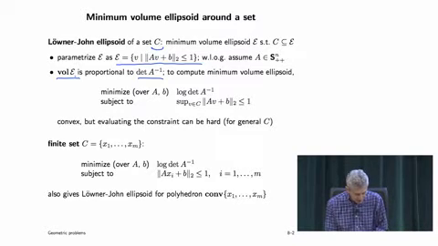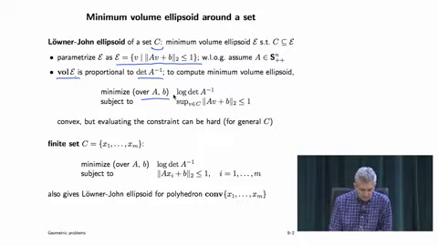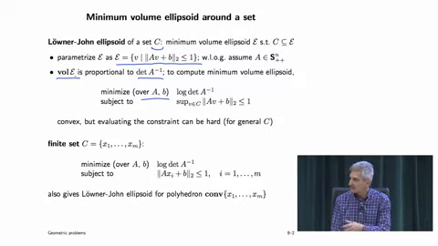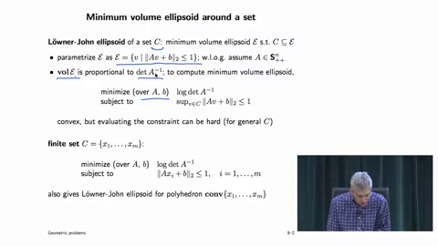So now our problem looks like this. It says minimize over variables A and B, log det A inverse, right? So that's the log of the volume, well, up to a constant, because it's an additive thing. Subject to the condition that every point in C is in this set.